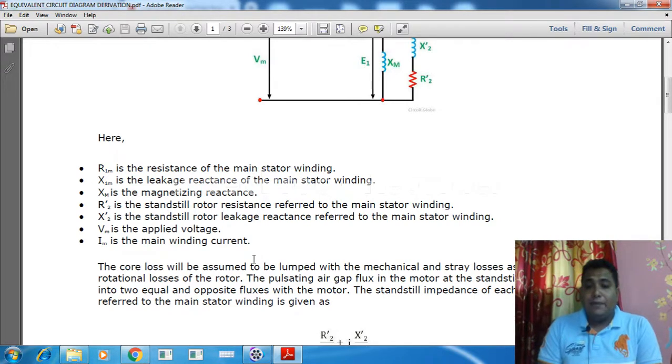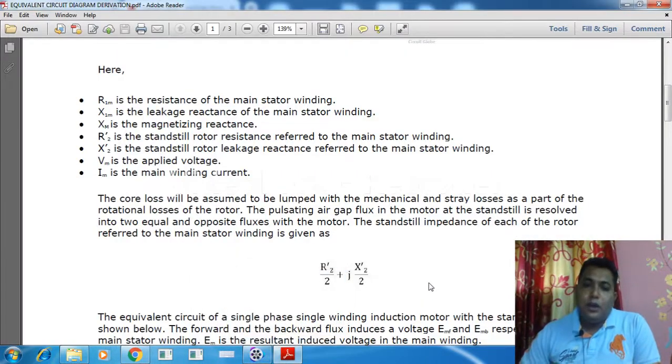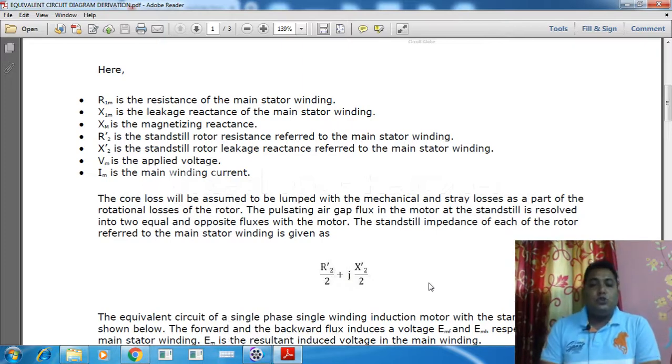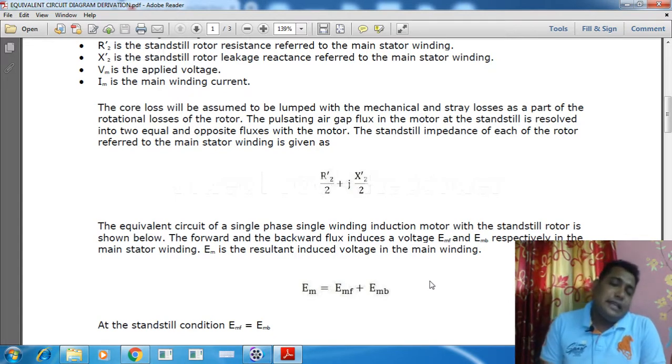The pulsating air gap flux in the motor at standstill is resolved into two equal and opposite fluxes. The standstill impedance of each of the rotor referred to the stator winding is given as R2 bar by 2 plus j X2 bar by 2. This is the referred value that we can consider over here. The equivalent circuit of a single phase induction motor with the standstill rotor is shown below.